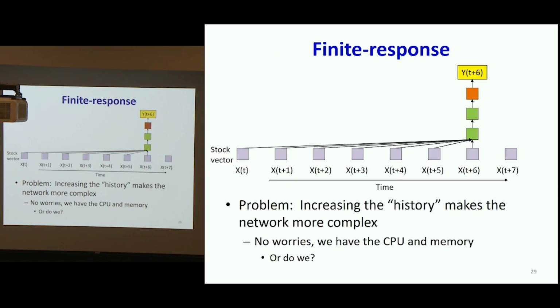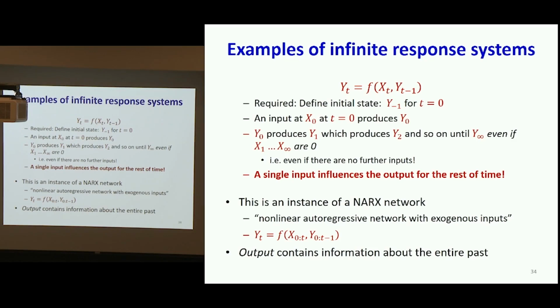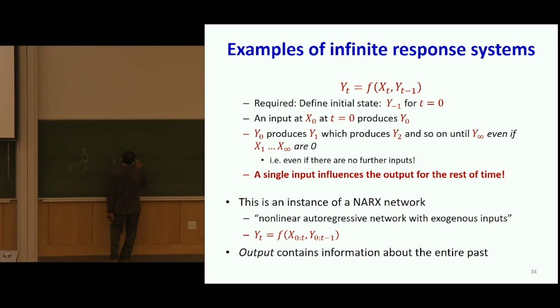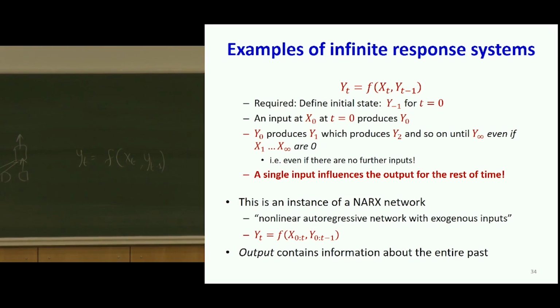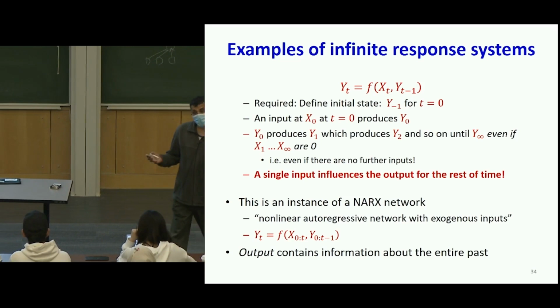So let's change our structure. What I'm going to do is something slightly different. I'm going to say the output at any time is a function not only of the input at that time, but also the output at the previous time. Now, if I have something of this kind, then if I have, say, an event that occurs on day zero, and then I have no further inputs, what would happen? How long will the influence of that event survive? Does anybody want to tell me?